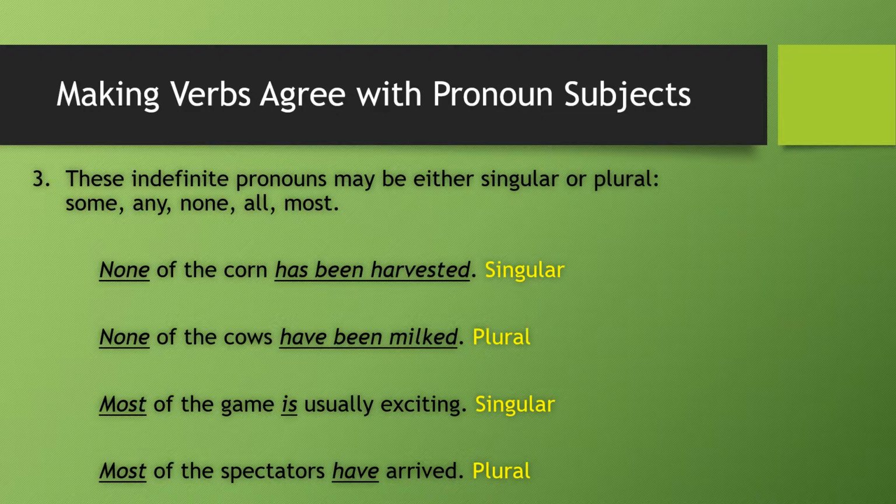In the third sentence, most of the game is usually exciting. Game is singular, so most is determined by the singular game, and the verb is is. But in the fourth sentence, most of the spectators have. Well, most in this sentence is identified by the plural spectators. So most have arrived. So we can see how these pronouns may be either singular or plural, and it's dictated and determined by the usage in the sentence.